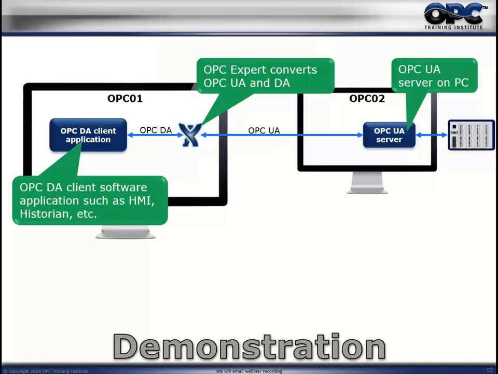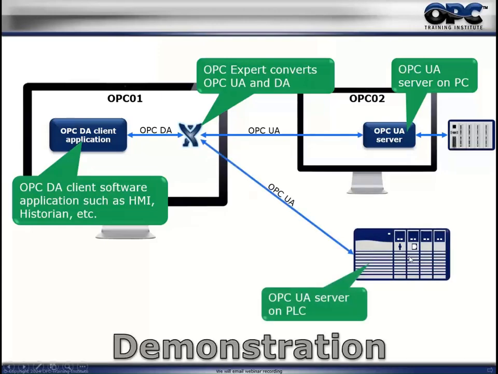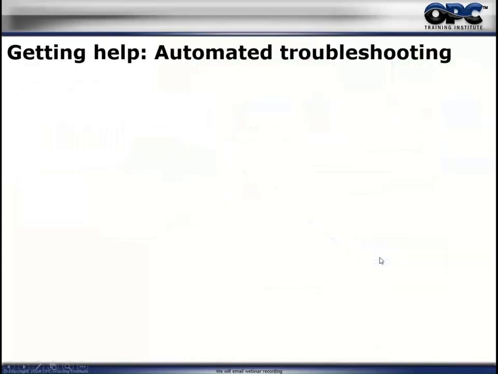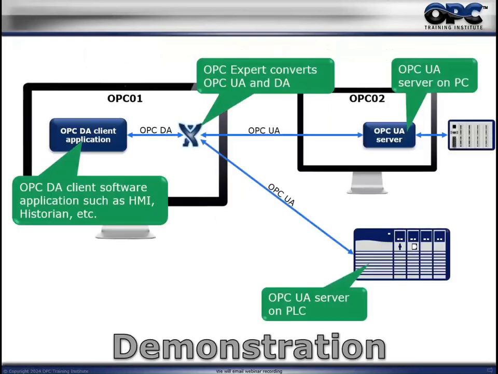Now, what I showed you was a connection to only one OPC DA server here, but of course you can connect to many, and you can have this on multiple PCs. Similarly, you can connect to one UA server or multiple UA servers. In this case, here's a UA server that's embedded on a PLC.